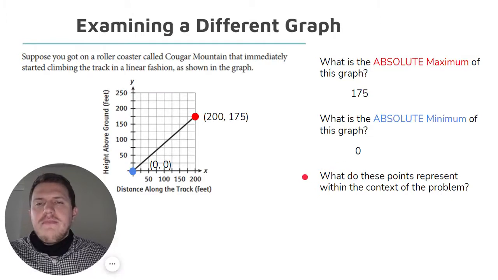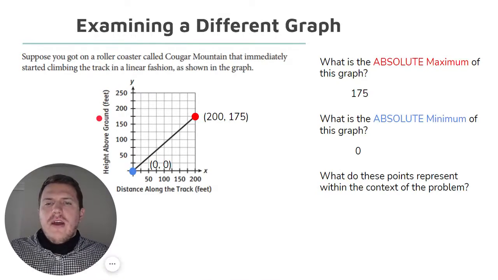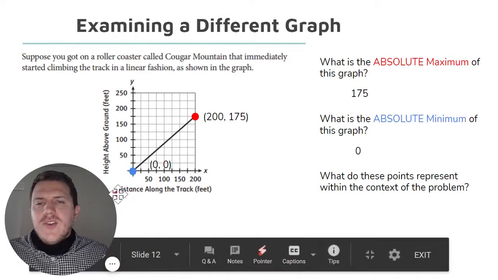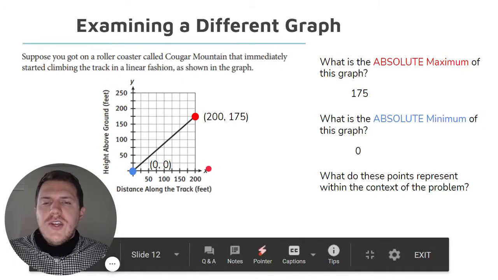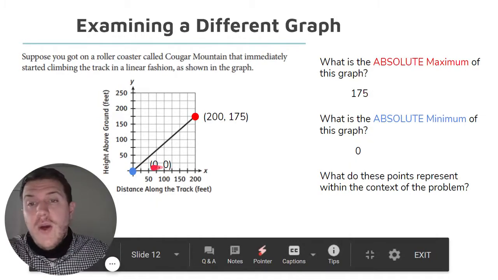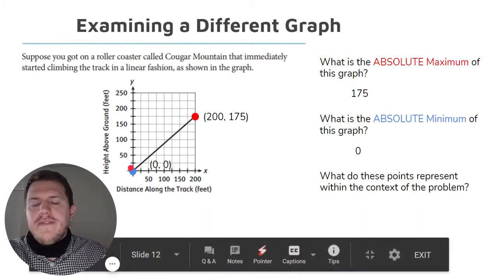Now, to see what these points mean, we have to look at these axis labels here. And we're looking at another roller coaster ride. So what we want to think about is that the distance along the track is my x, and the height above the ground is my y value. So at (0, 0), my lowest point here, I'm starting at the bottom of this hill that goes up right away for this roller coaster, Cougar Mountain. So at 0 feet along the track, I'm at 0 feet above the ground.